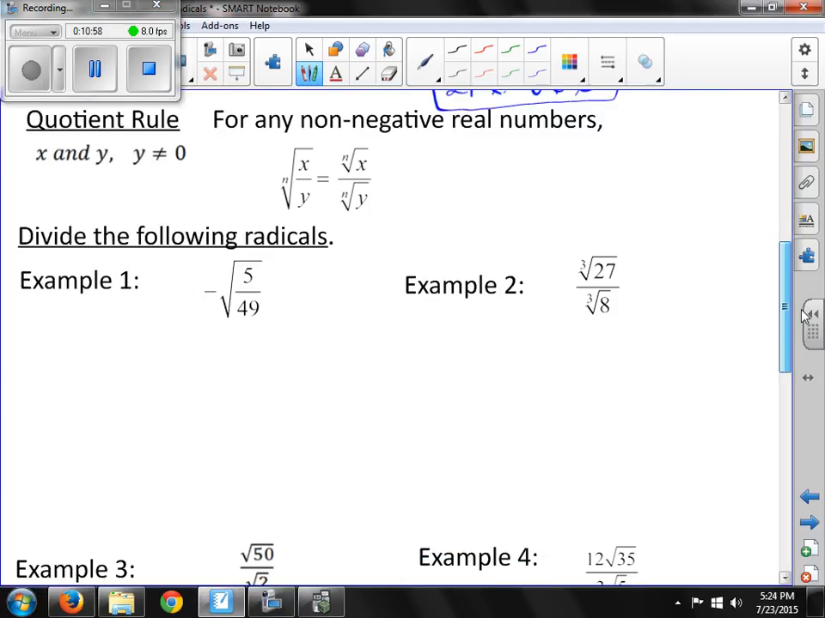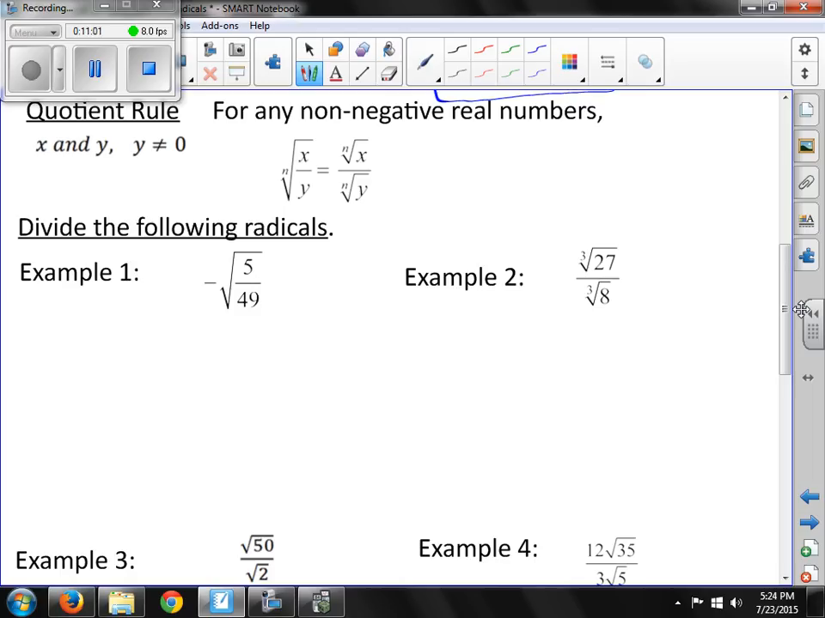The quotient rule. We know that if we have the nth root of x over y, we can split the radical up and make it the nth root of x over the nth root of y. We can split it up, or if it's split up, we can put it back together, and this is a very helpful rule. So on this example 1, I'm going to split it up. I'm going to split this into the square root of 5 over the square root of 49. The square root of 5 won't break down, so I have negative the square root of 5 over the square root of 49 will break down. It's 7.